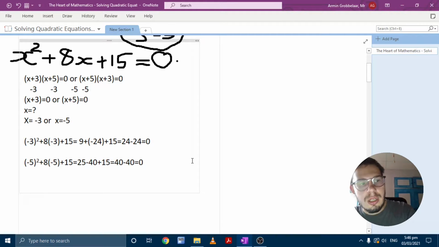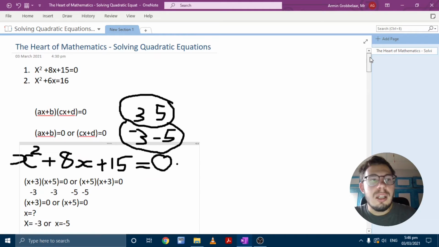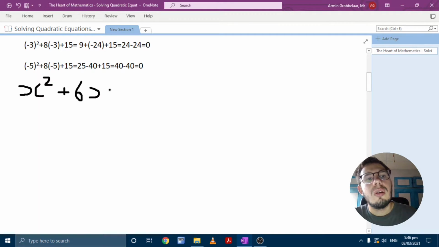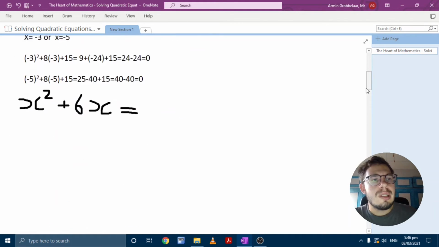is correct. So now I'm going to start with the second equation, which is x squared plus 6x is equal to 16.